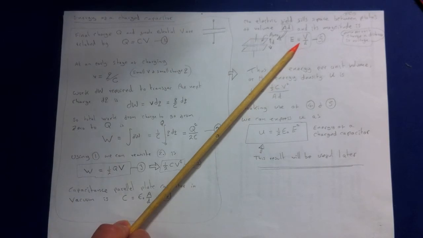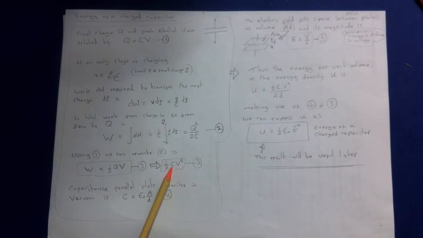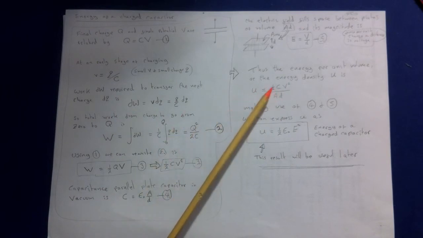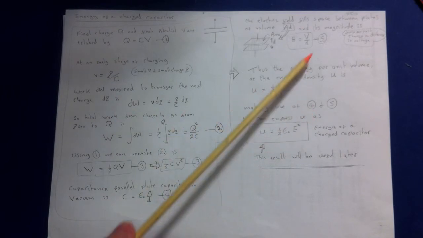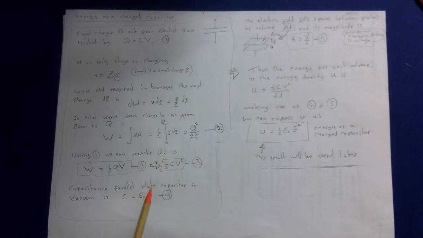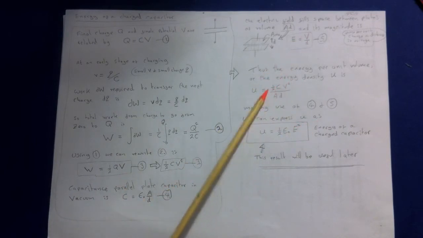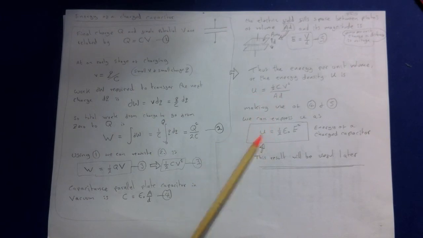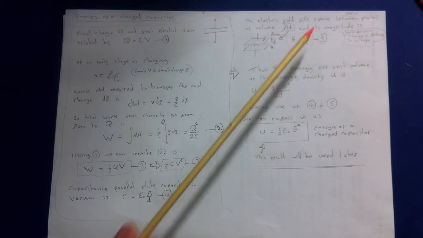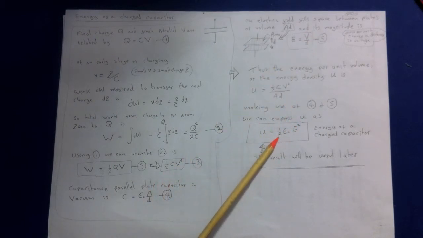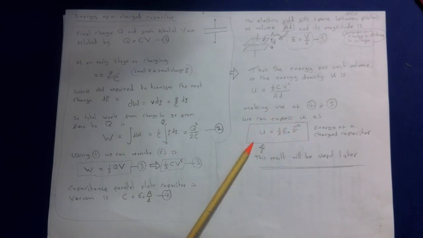The energy per unit volume, or the energy density u, is then the energy between the plates per the volume of the plates. So that's the energy density within the capacitor between the plates. Making use of this equation and this equation, we can express u. If we use this and this, we can rearrange and simply express it as u equals a half epsilon naught E squared. You can just manipulate some algebra and get to that. So that basically is where we wanted to get to for a capacitor.